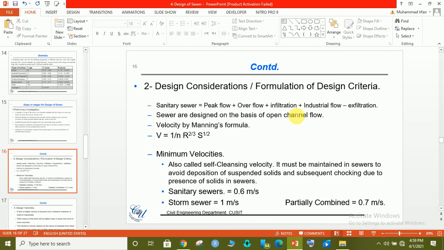The minimum velocity, which is also called the self-cleansing velocity, must be maintained to avoid the deposition of the suspended solids, which produce methane gas, CH4 gas, which is mainly responsible for the corrosion of the sewer. So the sanitary sewer minimum velocity must be 0.6 meter per second. The storm sewer must be 1 meter per second, and the partially combined is 0.7 meter per second.